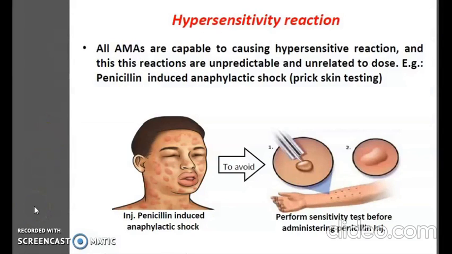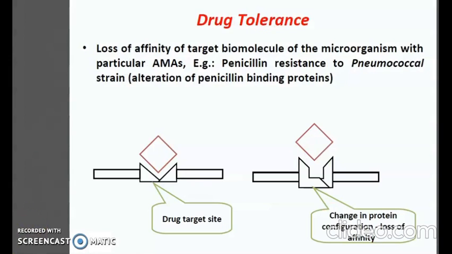The next problem associated with antimicrobial agents is hypersensitivity reaction. All antimicrobial agents are capable of causing hypersensitivity reaction, and these reactions are unpredictable and unrelated to dose. For example, penicillin induces anaphylactic shock. Next one is drug tolerance. It is a loss of affinity of the target biomolecule of the microorganism for a particular antimicrobial agent. For example, penicillin resistance in pneumococcal strains. It results from alteration of penicillin binding protein.